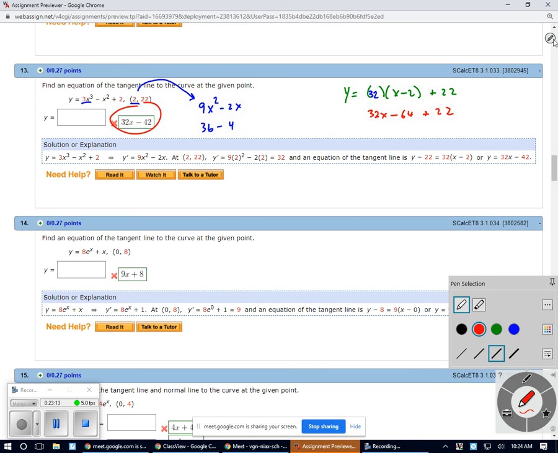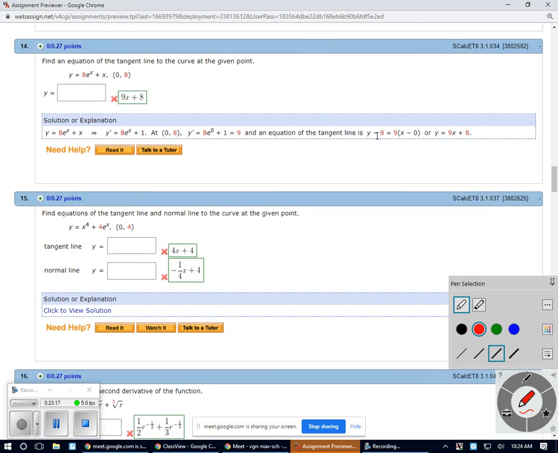Okay, let's do another one. Same idea. It wants the equation of a tangent line, and I have the point (0, 8). So y equals m times (x minus 0) plus 8. And you don't have to put the x minus 0. I'm just doing it to get you in the habit.